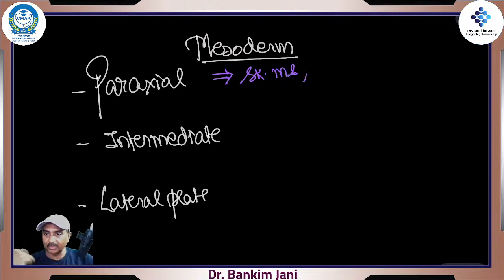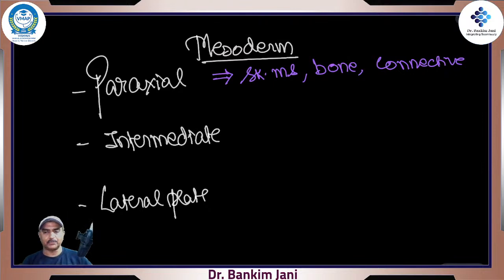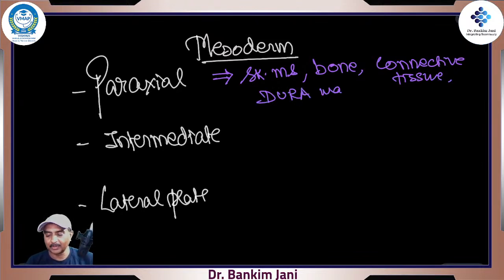Then what? Bone, connective tissue, all by them, right? Yesterday, when we talked about that, what are the structures formed by the mesoderm? So we said skeletal muscle, bone, connective tissue, kidney, ureter, right? All those things, gonads, etc. Now we are differentiating what exactly is formed from what. So bone, connective tissues, and we just talked about dura mater. So that is formed by the paraxial.